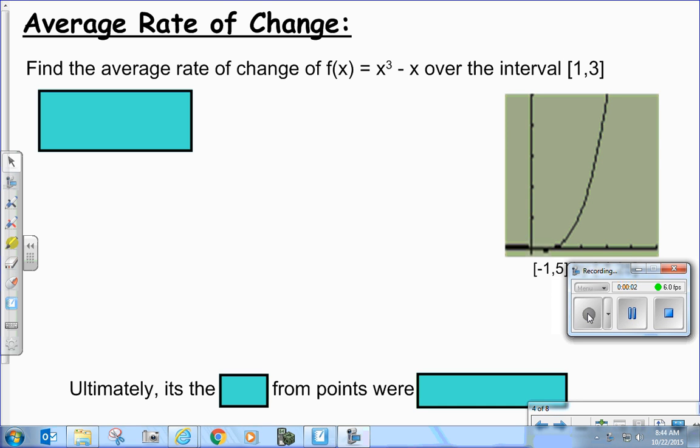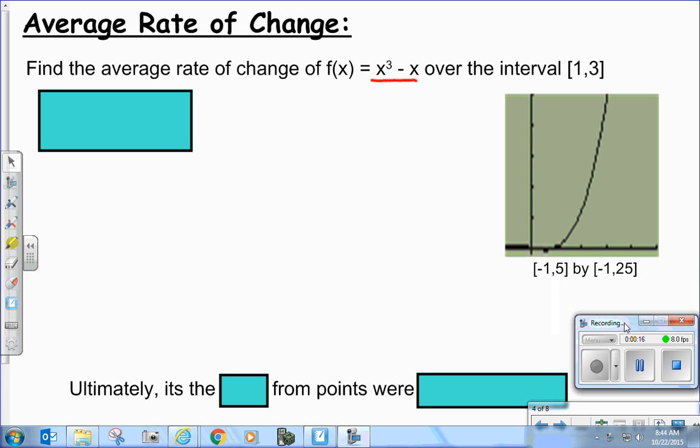Okay, average rate of change. We need to find the average rate of change of f of x, given that f of x is x cubed minus x, over the interval 1, 3. Now here's a graph, just for reference sake, of f of x, from here's where 1 is in the x-axis, and here's where 3 is in the x-axis.